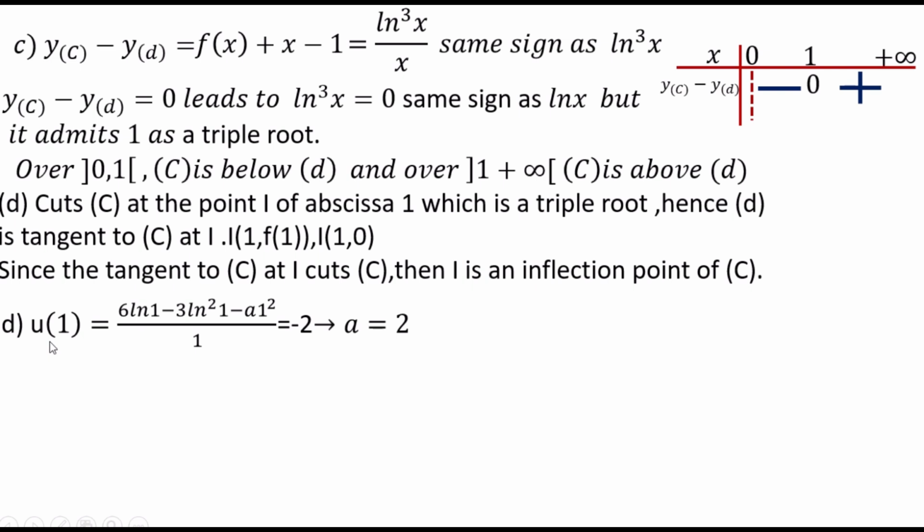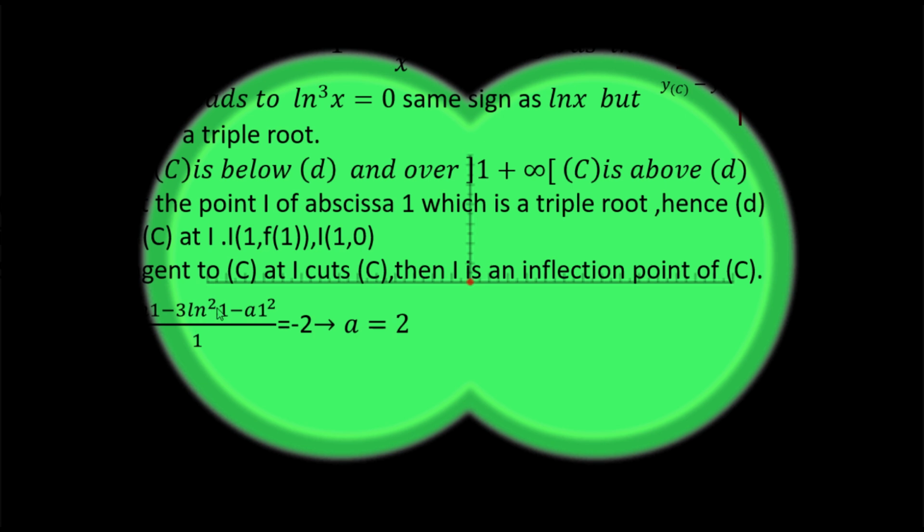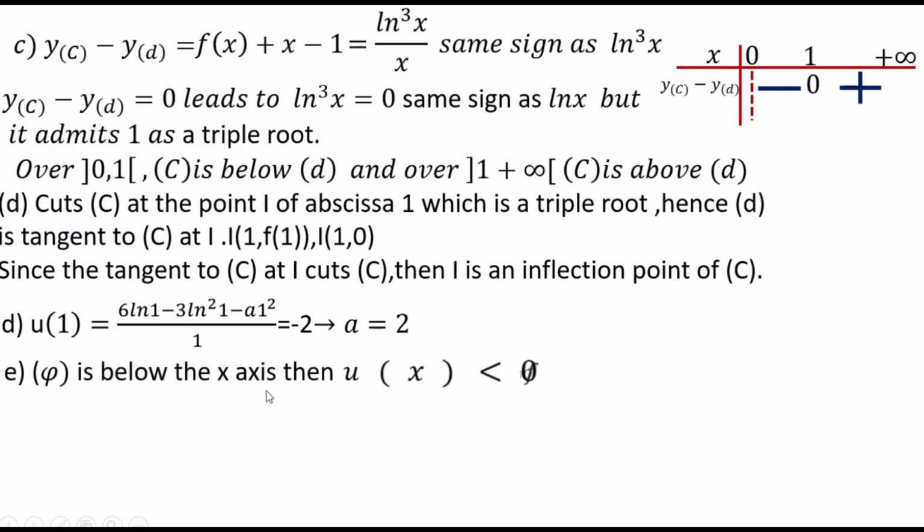The curve of the function u passes through the point A of coordinates (1, minus 2). So u of 1 equals minus 2. U of 1 is 6 ln 1 minus 3 ln square 1 minus a times 1 square equals minus 2. Substitute ln 1 equals 0, so minus a equals minus 2, a equals 2. Since the curve of the function u is below the x-axis, u of x is negative for every x.